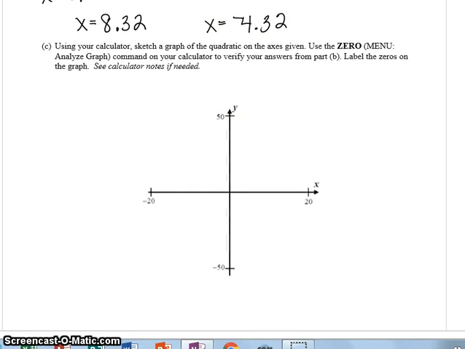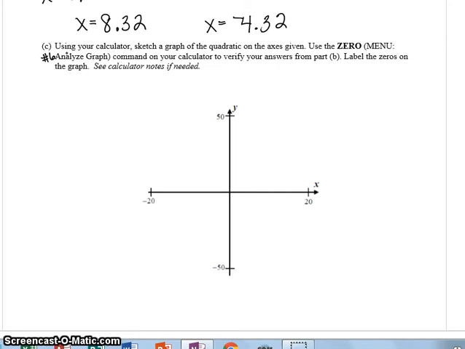Using your calculator, sketch a graph of the quadratic on the axes. Use the zero menu under Analyze Graph. Analyze Graph is number 6, and then zero is number 1. Use this command on your calculator to verify your answers from Part B. Label the zeros on the graph. See your notes if you need it.